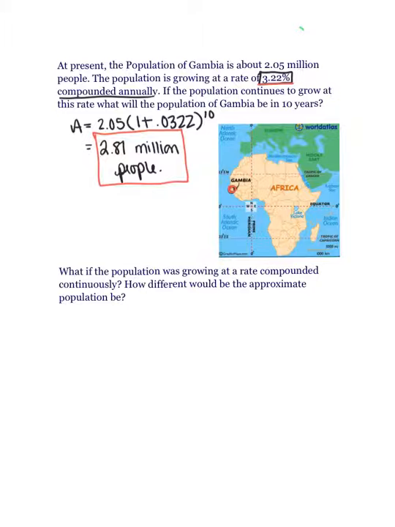The next question says, what if the population was growing at a rate compounded continuously? How different would that population approximation be? So my formula would change a little bit. I'd have 2.05 times e raised to the 0.0322 times 10. And if I do that, let's see what I get. I get 2.05 times e, and then 0.0322 times 10. I get about 2.83 million people.